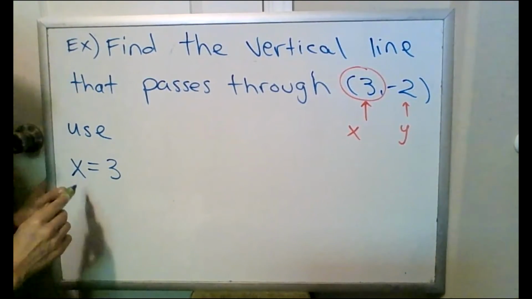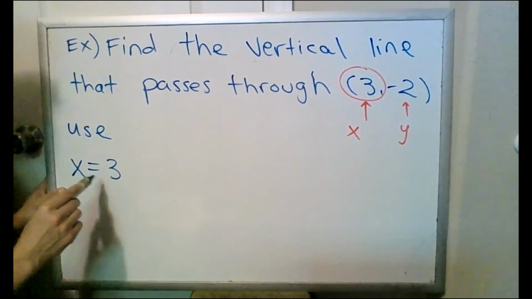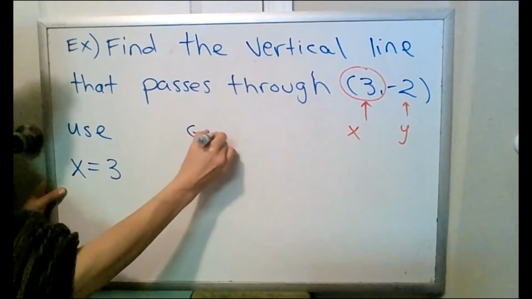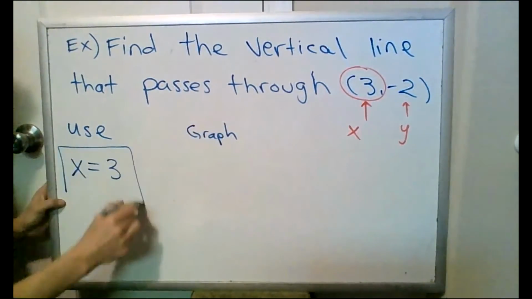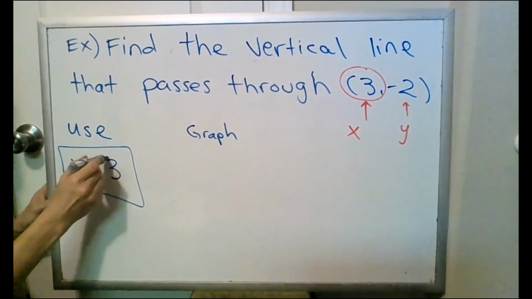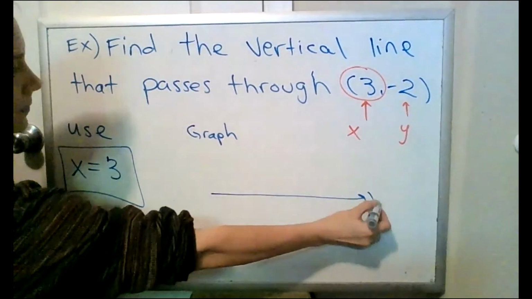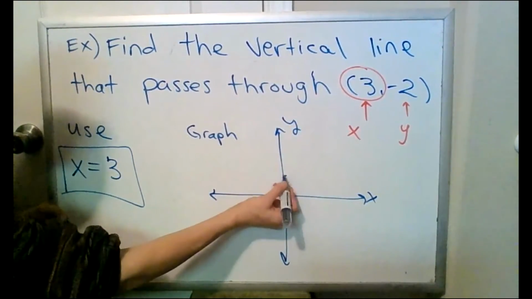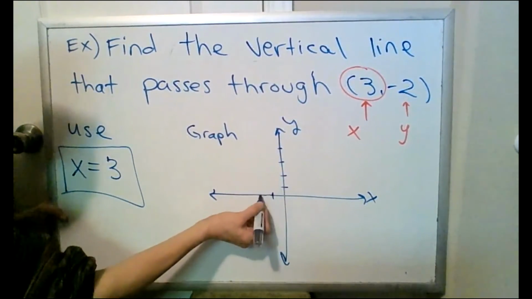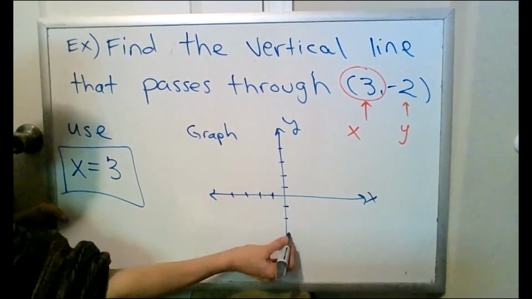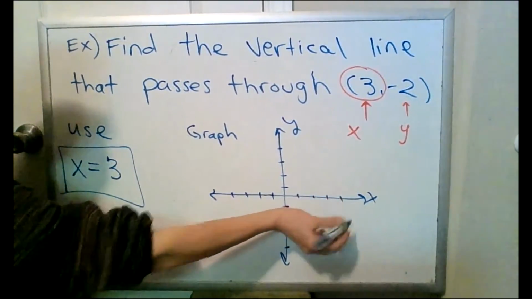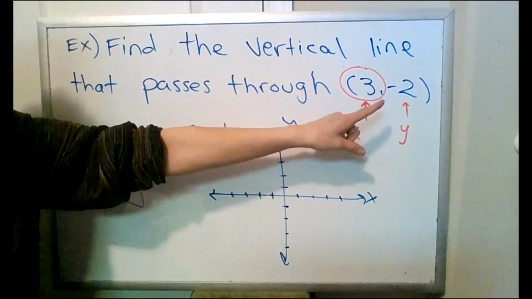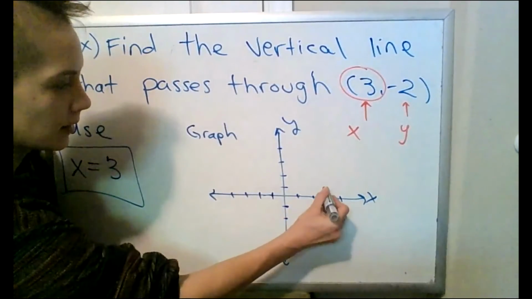When you have this as the equation of a line, it means y can be any number, but x must equal 3. So we're going to do the graph. Put some units on it. Cool. First, I'm going to put the point down. The point 3, -2.